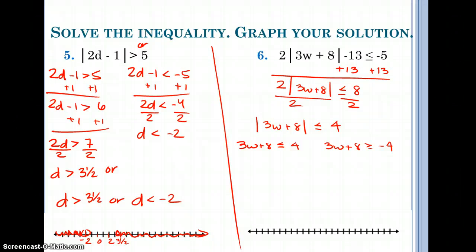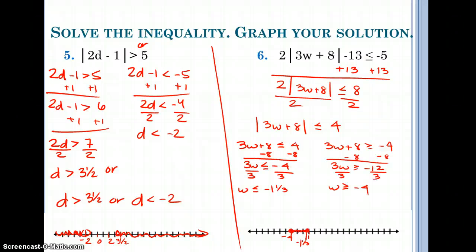Thank you so much. Okay, so I threw another fraction at you all, and these were my two answers. W is less than or equal to -1 1/3, and W is greater than or equal to -4. And then I shaded, and because it's an and statement, I shaded in the middle. Actually, this is -1 1/3, and it's going to the left, so I would shade that way. This is greater than -4, so I would shade to the right.